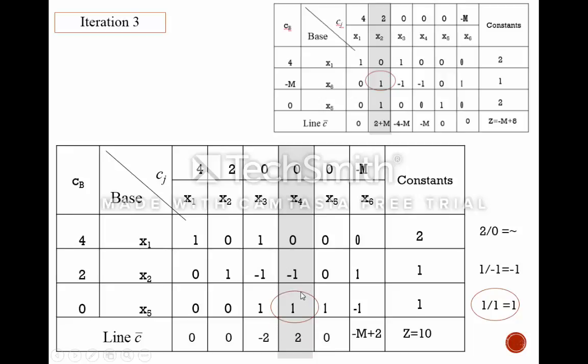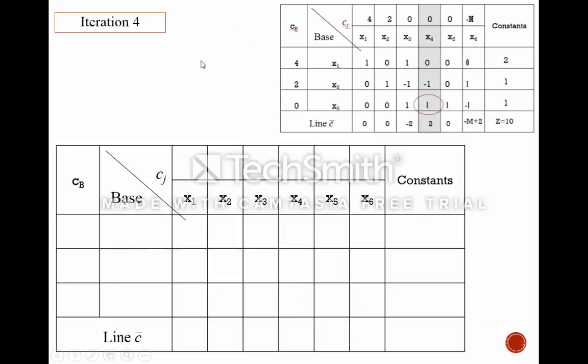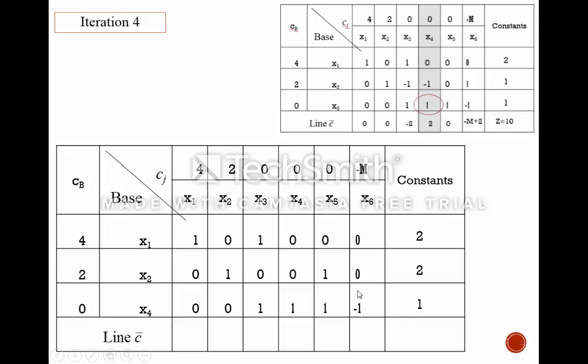Okay, so we calculate iteration 4. Same as before, we put the constraints in the table, we put the maximize z2, we put the base, which is x1, x2, and x4. So we put the C bar, which is 4, 2, and 0. We put the constants, which are 2, 2, and 1.